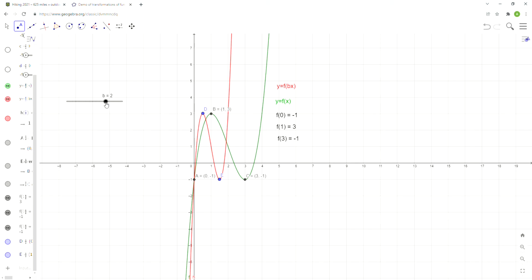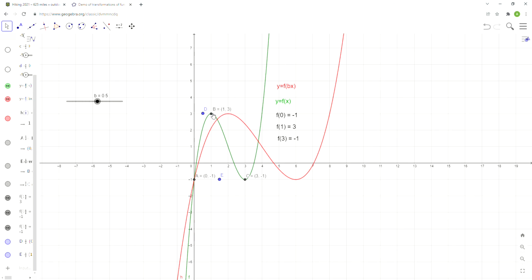And as we increase b, you can see that that gets smaller and smaller. When b is 3, the width of the curve has been decreased by a factor of 3. Let's see, if I set b equal to a half, that actually doubles the width of the curve.